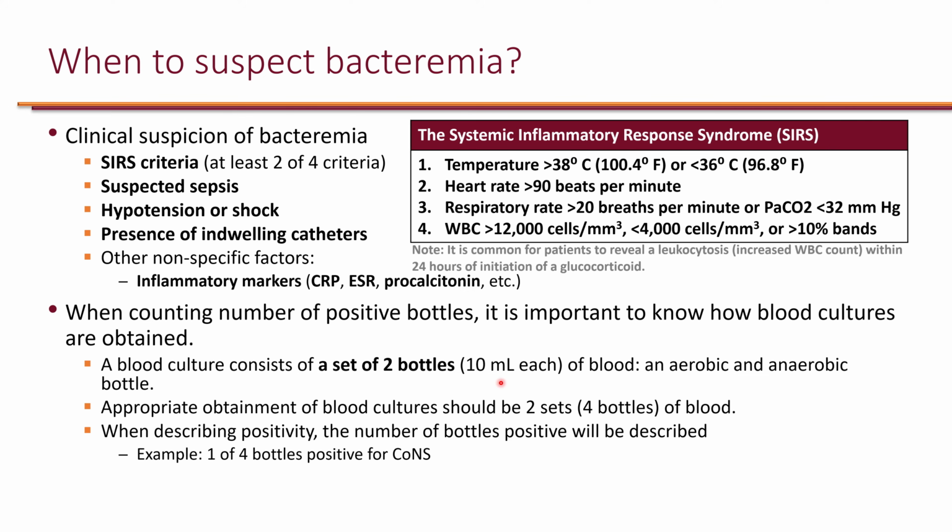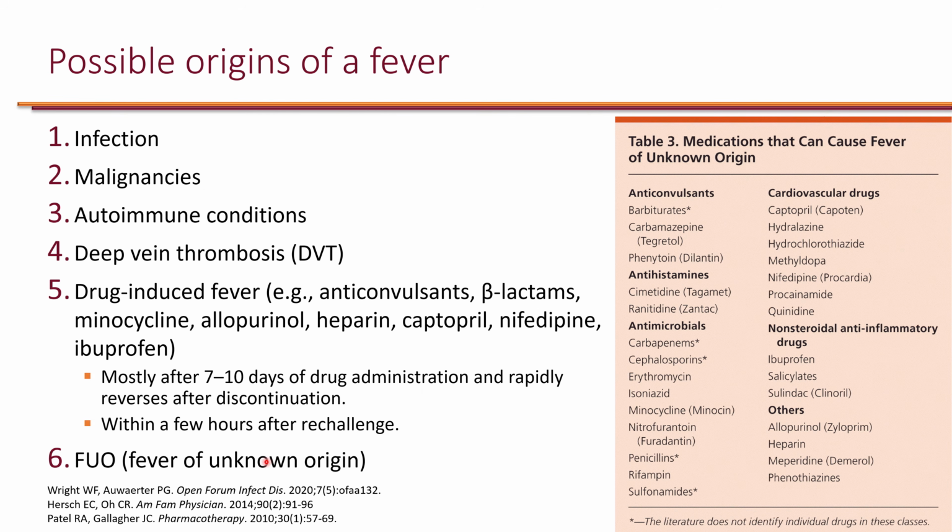Now, because it is possible to contaminate these bottles, technicians use proper techniques to collect them, but the techniques are not perfect, so occasionally they could get contaminated. So it's important to have more than one set of bottles in case there is contamination. Then you have a second set to verify it. So you end up with 4 bottles when you get 2 sets. When describing positivity, the number of bottles positive will be described. So for example, you might hear that a patient had 1 of 4 bottles positive for coag-negative staph. So that's what they're referring to when they talk about the bottles.